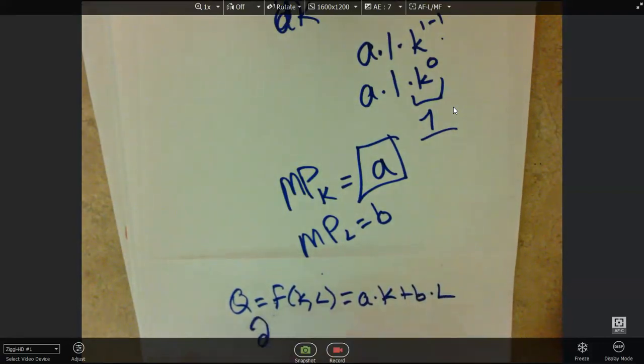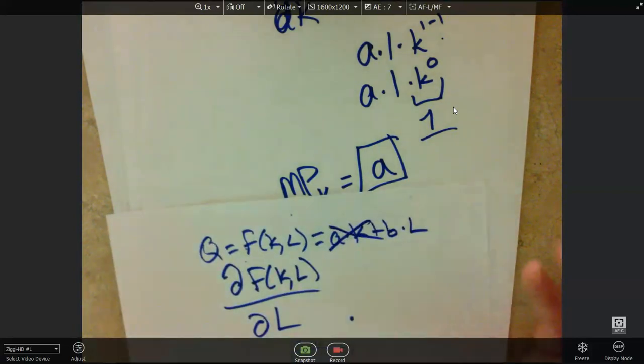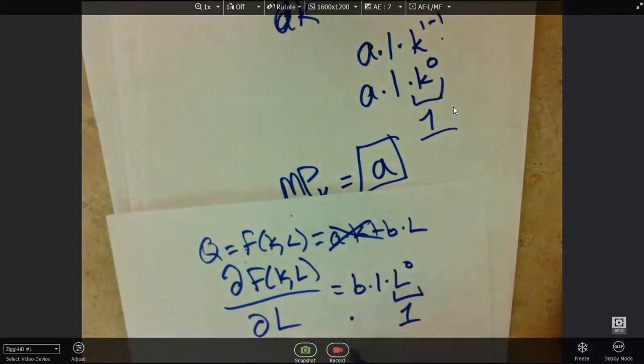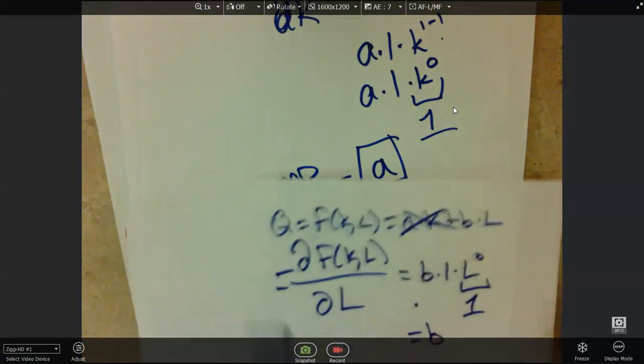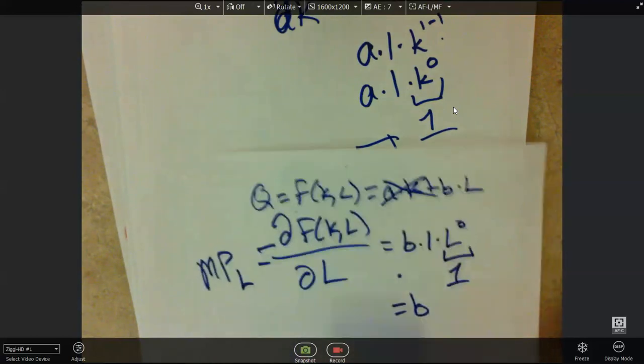Then we take the partial derivative with respect to L, right? So since it's with respect to L, we don't care about this term anymore. We just ignore it. It just drops out. And then it ends up just being B, right? Because it's B times 1 times L to the 0. And L to the 0 is equal to 1, so it's just that constant. And then this literally is the same as saying marginal product of labor. I mean, this is by definition.